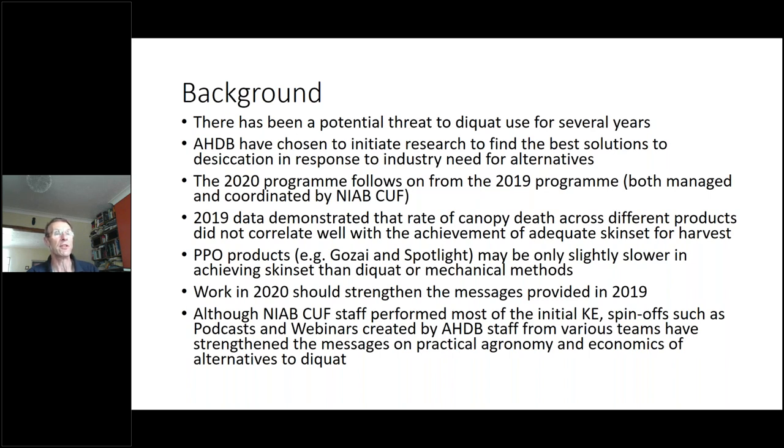And in the work from 2019, it did show that even where sites were slow to die and slow to reach skin set, those iron spotlight actually were similar to other chemicals, if slightly slower by 1 to 2 days, but it wasn't a week or more that the outcome of the project was maybe expecting in a difficult season. So work in 2020 should aim to strengthen this, look at some of the messages that we had from 2019 and answer some of the questions.